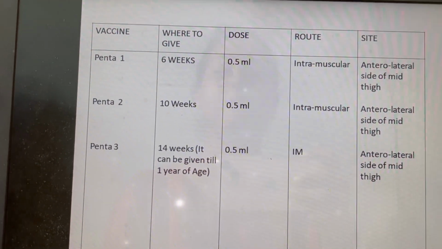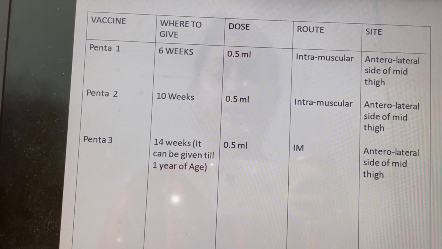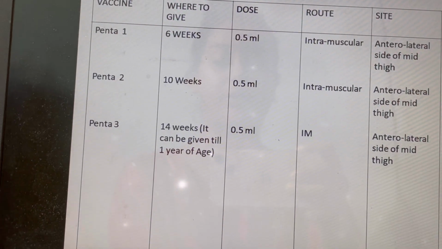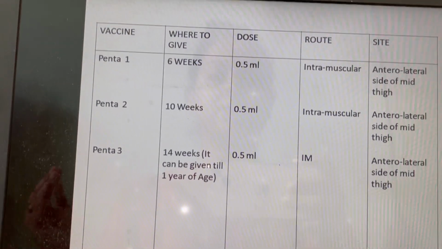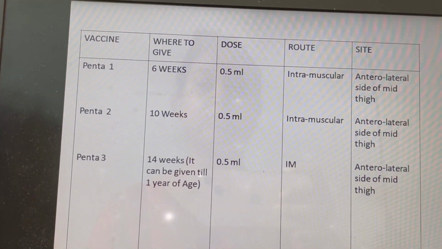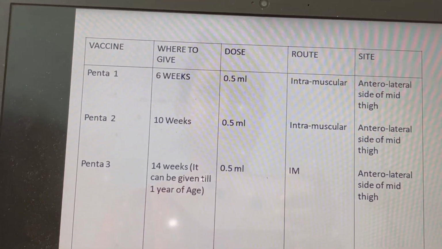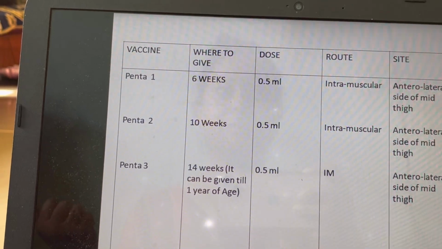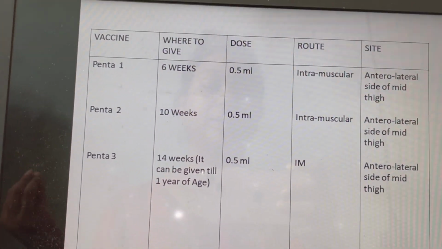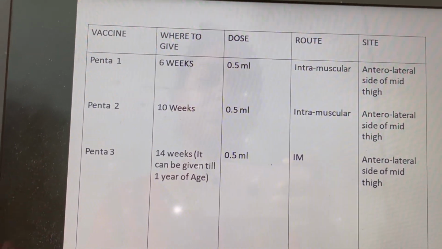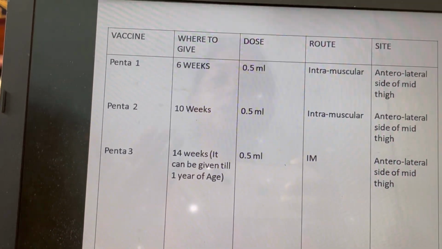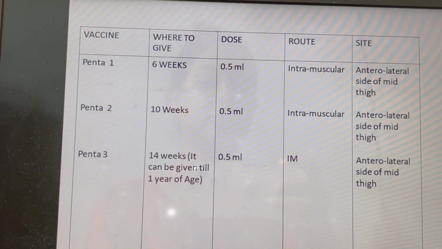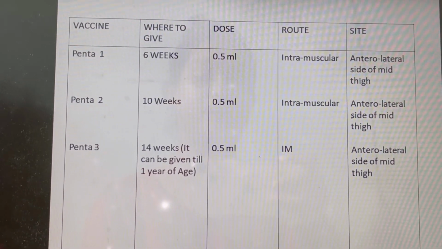Then next is Penta 1, Penta 2, Penta 3. It is also easy to remember because OPV is given at 6, 10, 14 weeks, and Penta is also given at 6, 10, 14 weeks. You just have to remember the doses. Doses are different because OPV is oral. If it is given orally it will be drops, because oral cannot be injectable. So orally it is 2 drops, and in Penta it is 0.5 ml, 0.5 ml, 0.5 ml. The route is the same, you can see, and the site is also the same: anterolateral side of the mid-thigh.